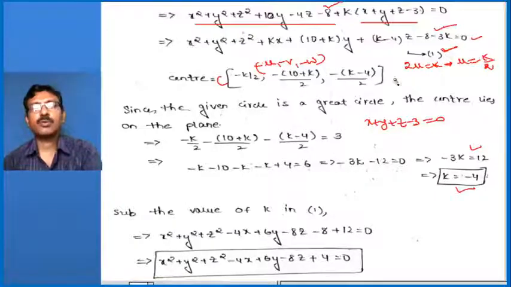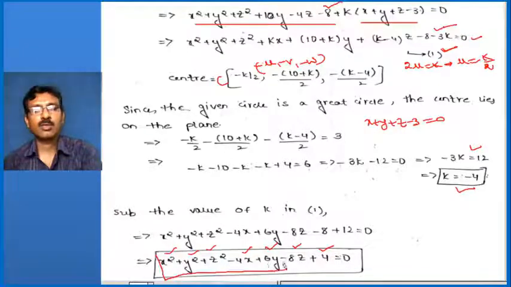Substitute the k value in equation 1, we get x square plus y square plus z square, kx that is minus 4x, 10 plus k, 10 minus 4 that is 6y, k minus 4, minus 4 minus 4 is minus 8, z plus 4 equal to 0, which is the required sphere.